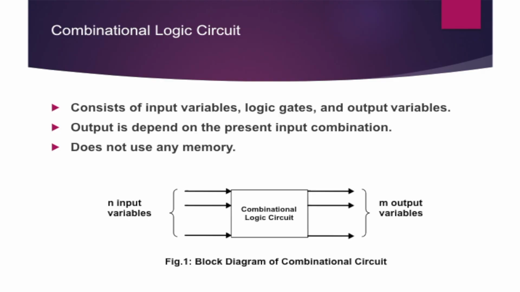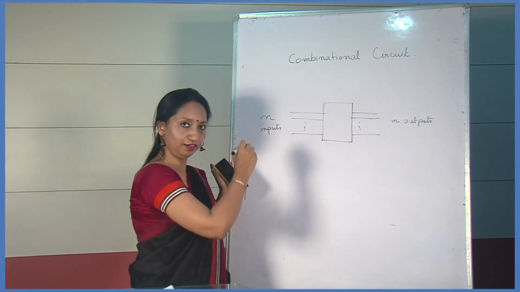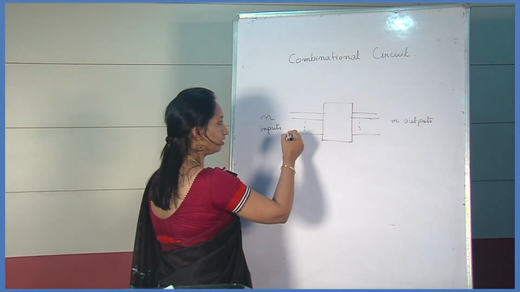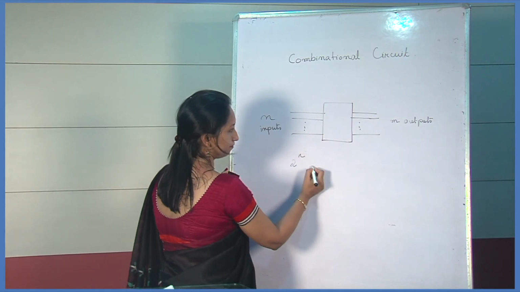A combinational logic circuit includes inputs, logic gates and outputs. The output depends on the present input values, and it does not have any memory. If there are n inputs, then the total possible combinations of inputs will be 2 to the power n combinations.